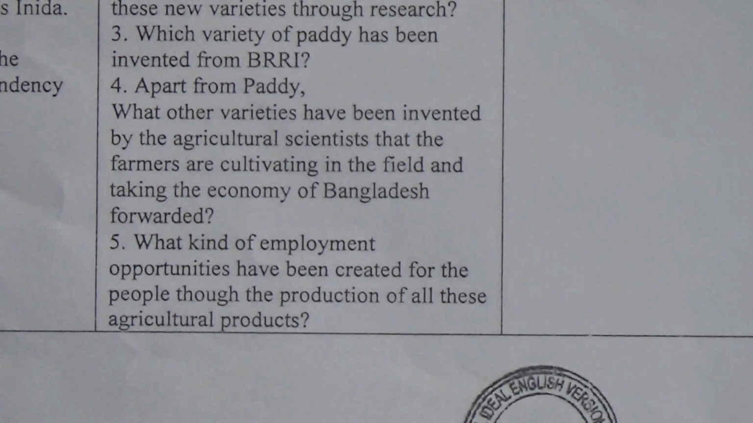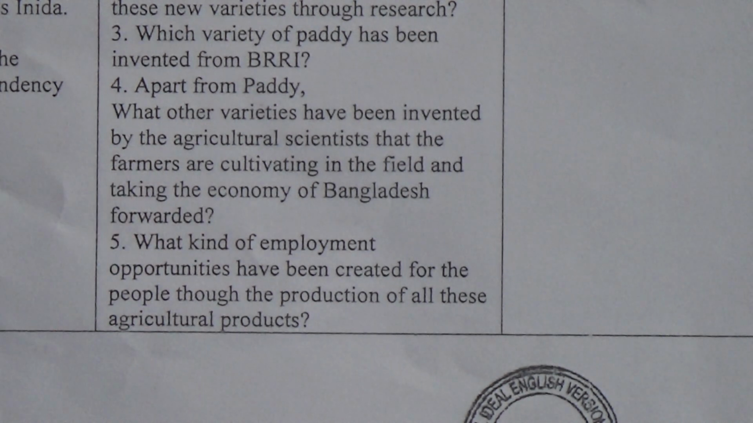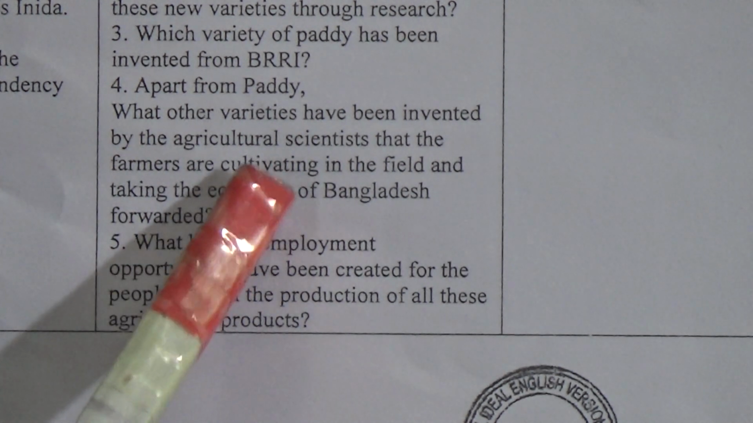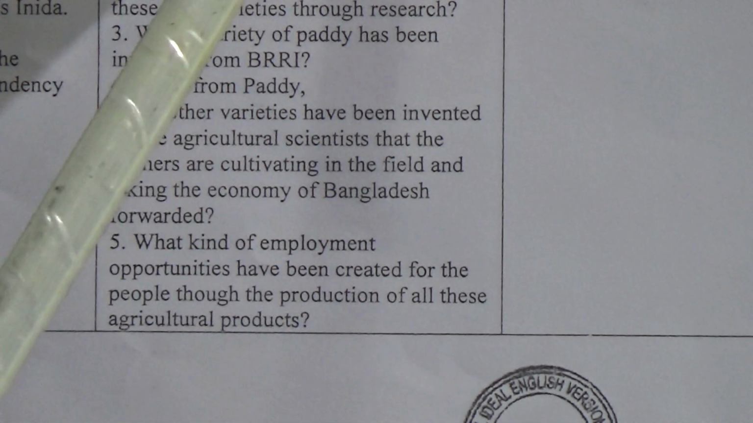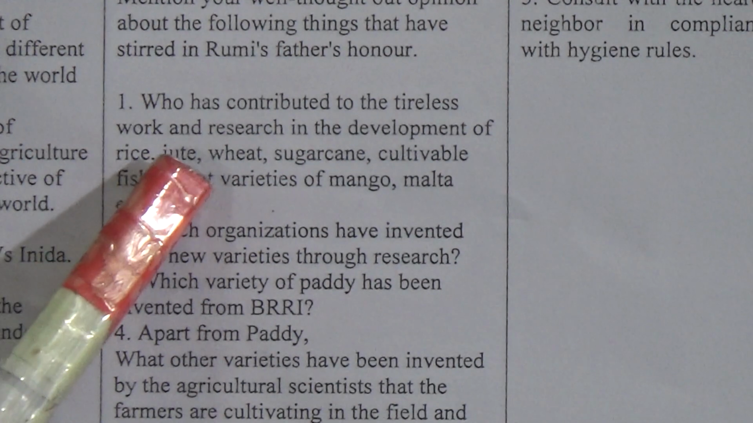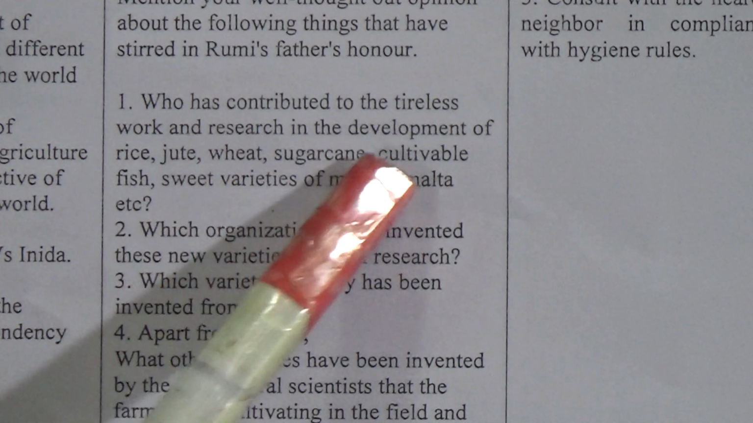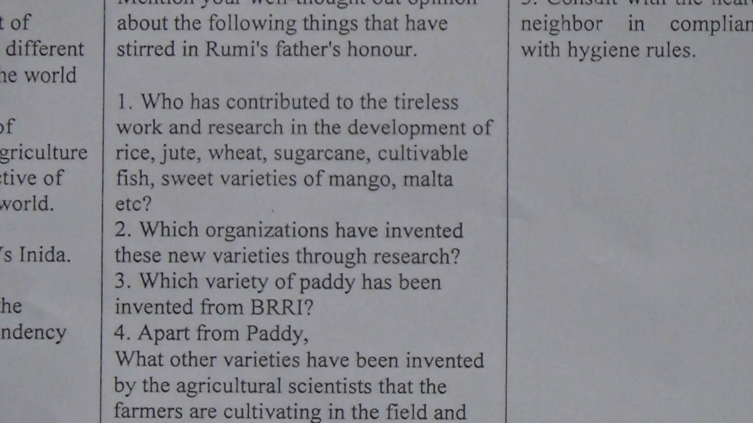That means besides paddy, what are the other products which genres are updated by the scientists, agricultural scientists along with the farmers? That means you will get its answer on that context that the other products are rice, besides rice, that means jute, wheat, sugarcane, cultivable fish, then sweet varieties of mango, etc. A lot of products. Okay? You will give its description.